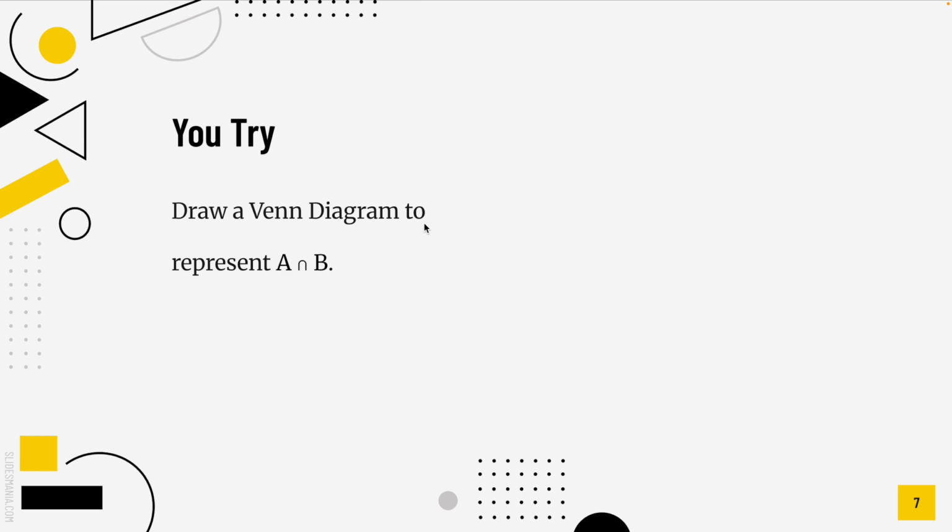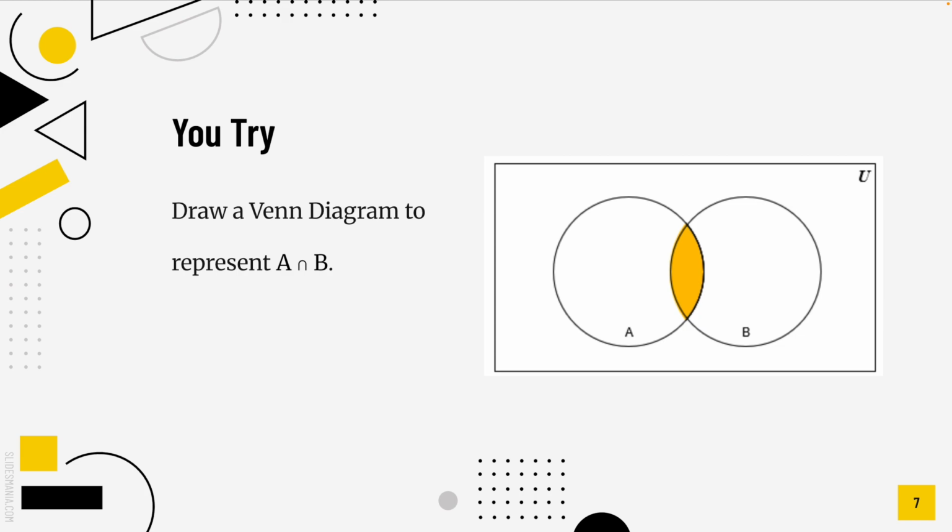Now if I want to draw a Venn diagram representing this expression, this is A and B, so the little upside down U is and, so it has to be in A and in B. So pause the video, sketch it out, and start up again when you're ready. Okay, so this would be the Venn diagram for A and B. I would only shade in this section here because this is the only section where the items are in A and in B.